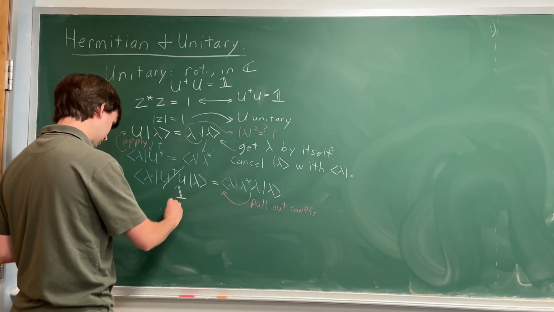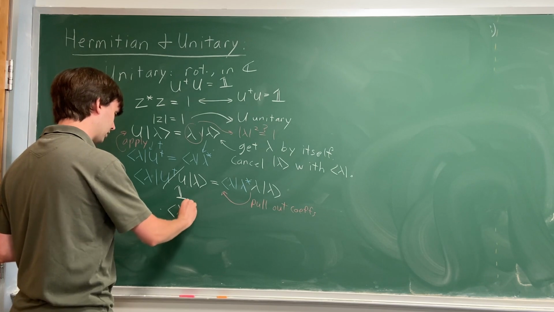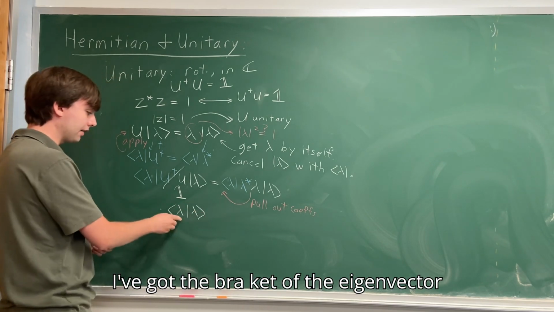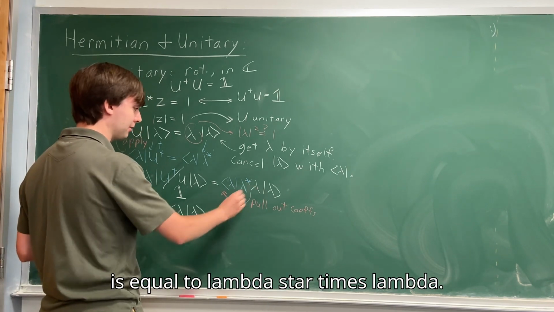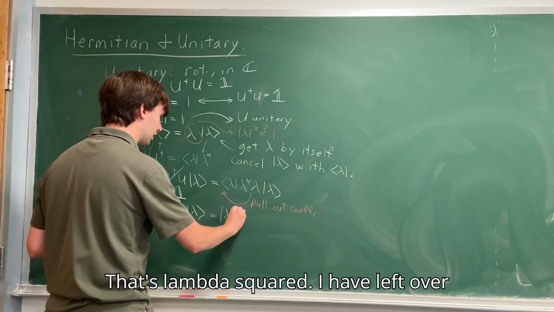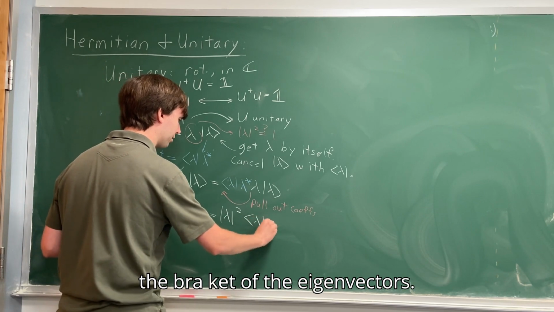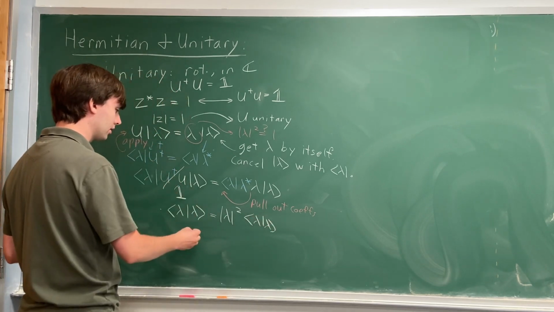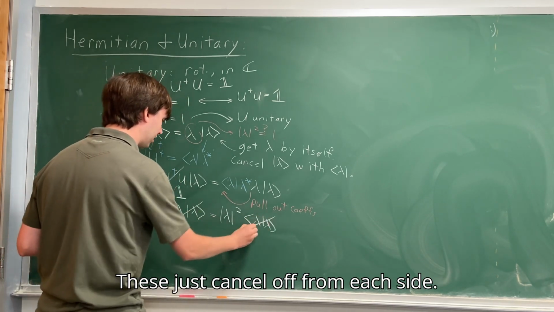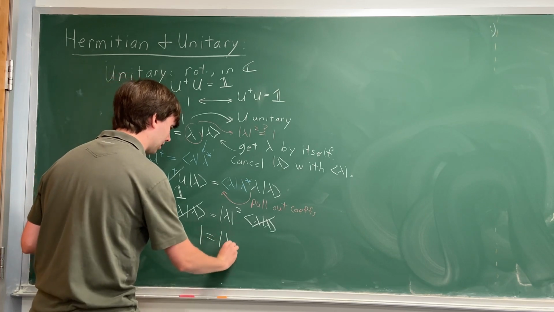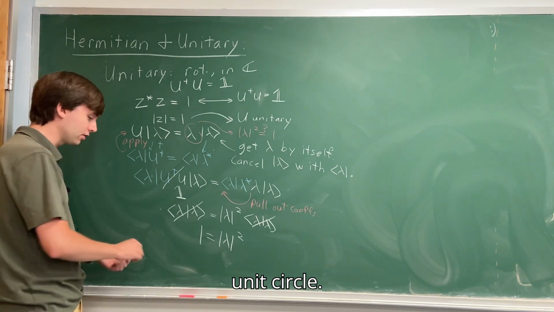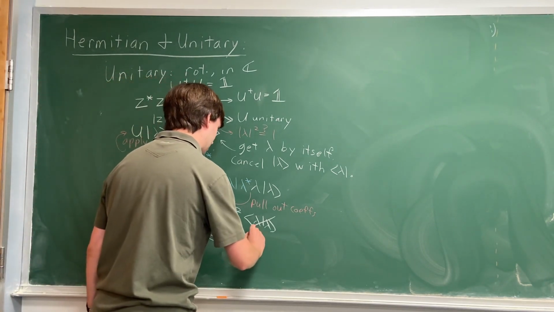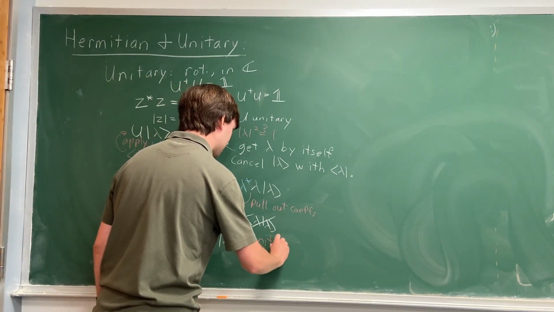And I've got the bracket of the eigenvector is equal to lambda star times lambda. That's lambda squared. I have left over the bracket of the eigenvectors. These just cancel off from each side. And I get that the eigenvalue is on the unit circle. So this is key.